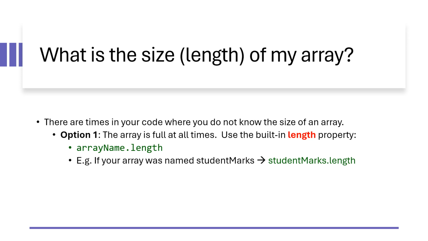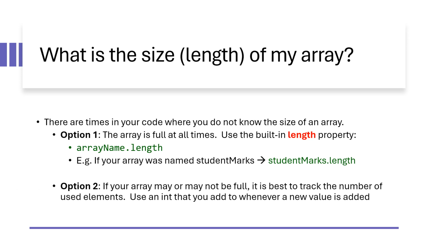So how do we handle that? Well, it's common sense. It's probably exactly what you're thinking of right now. Track it. Create an integer. And every time you add a new value to your array, add 1. If you remove a value from your array, subtract 1. And that way you're always tracking exactly how many elements are in use at that moment. So knowing the number of elements and knowing the size or the length of your array is going to be a very important part going forward.